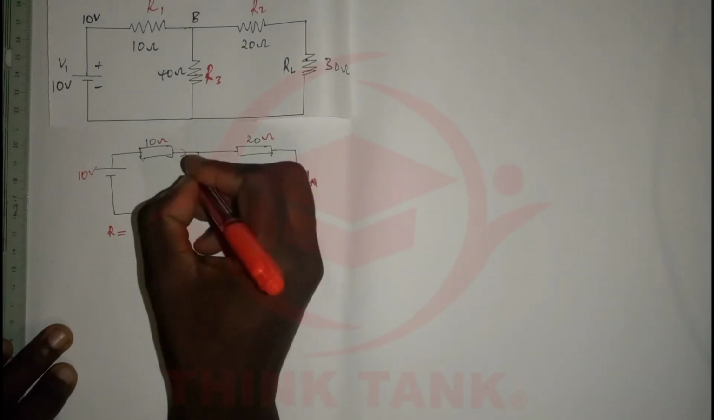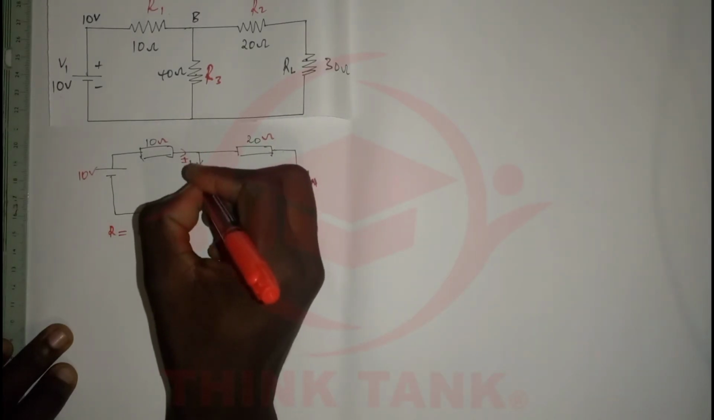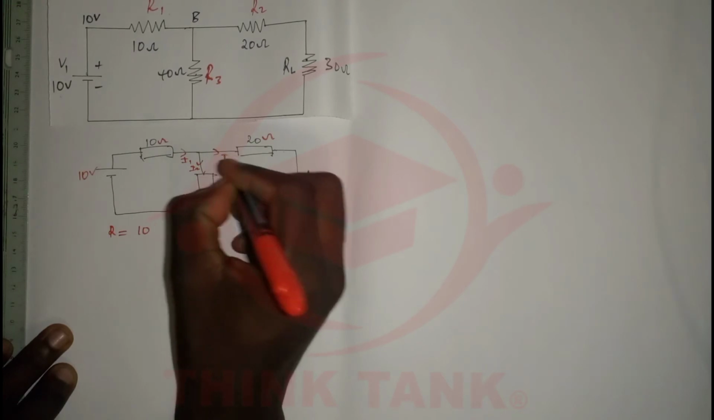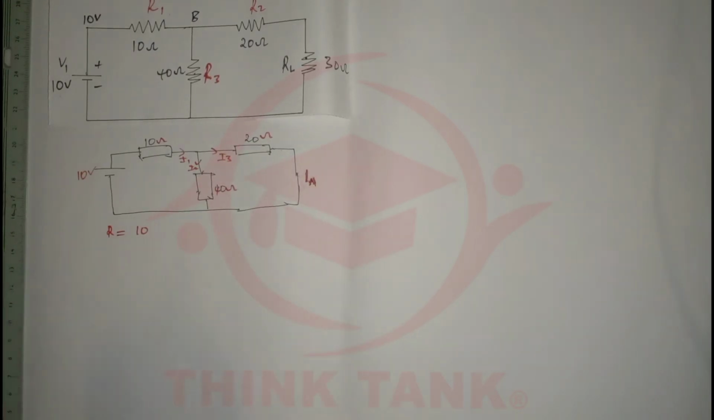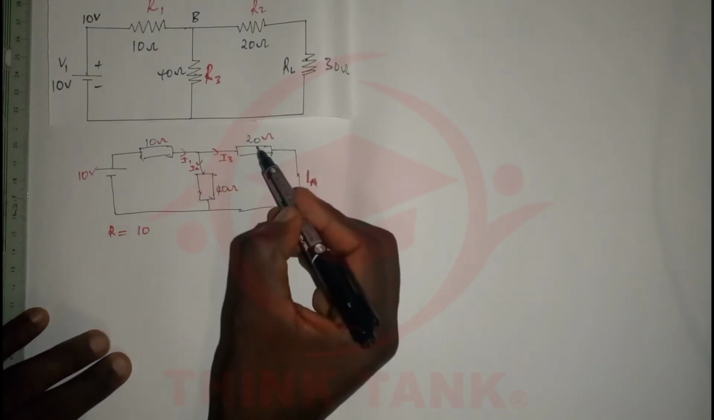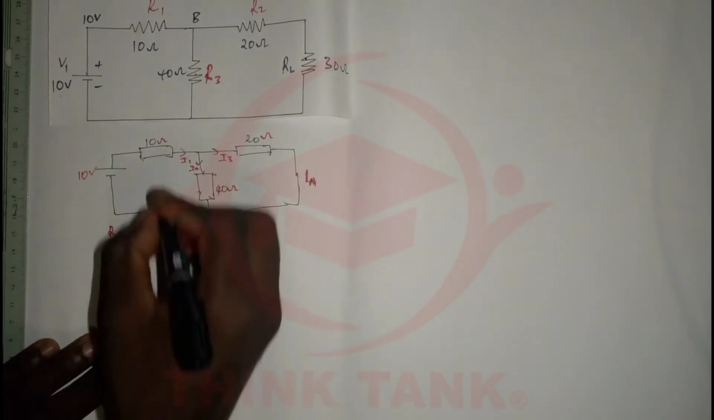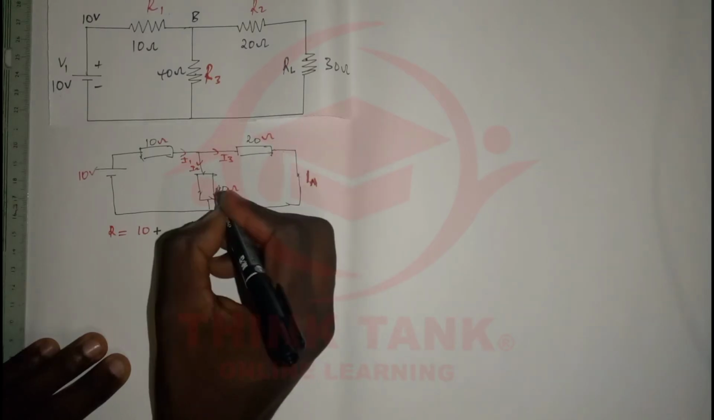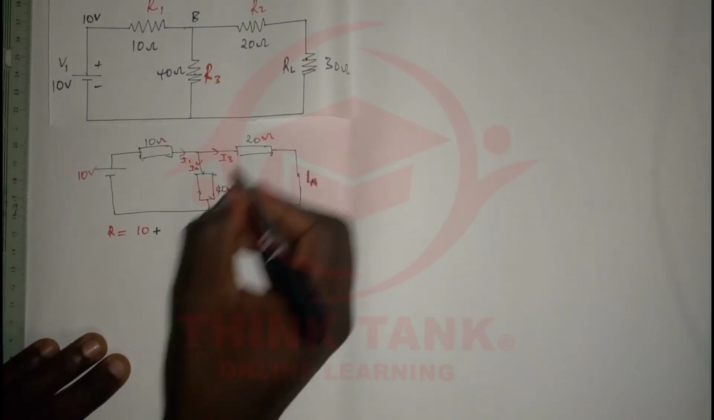So the current is going to split here. Let me say this is I, and I'm going to have I2 here and I3 here. The current is going to split, and this current is going to be different from this current. But if I add these two currents together, I'm going to find this current. So that means this one will be in series with these two resistors, but these two resistors are in parallel.